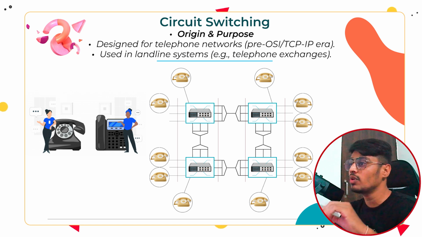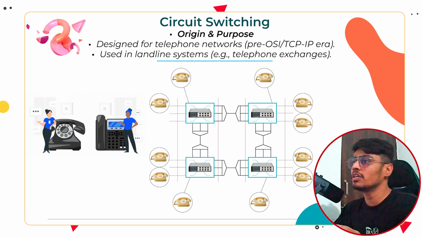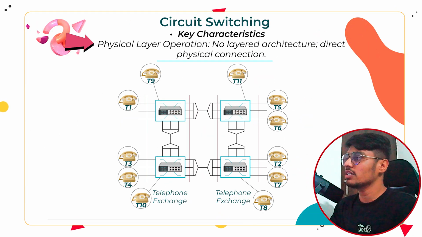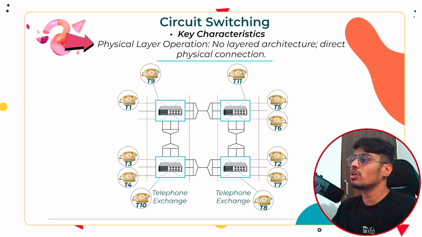Now, let's talk about how the connection is established. In GATE and UGC NET, you might encounter theory-based questions and numerical problems related to this concept. Let me explain the theoretical concept first and then the numerical problems. I have noted some key points here: circuit switching works on the physical layer. What does this mean? In layered architecture, data normally flows from the application layer through the network layer and down to the data link layer. But in circuit switching, there is no concept of layers.